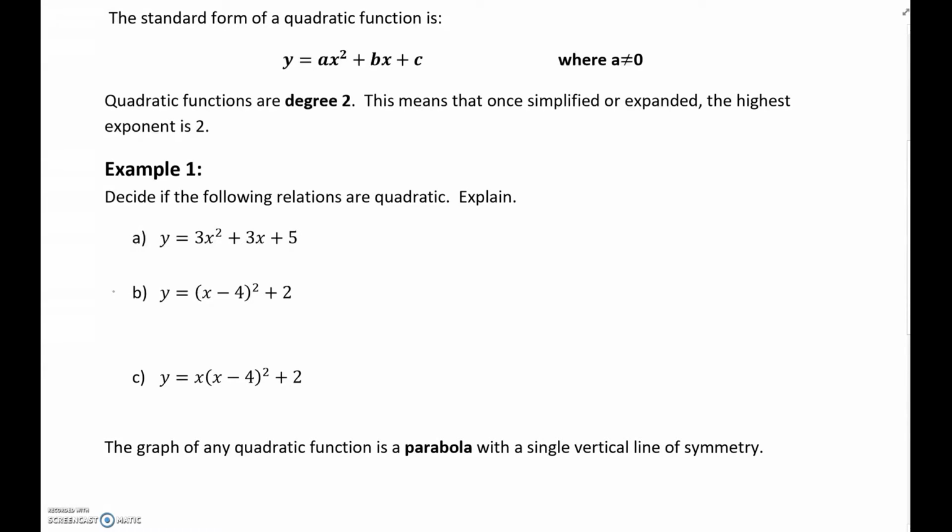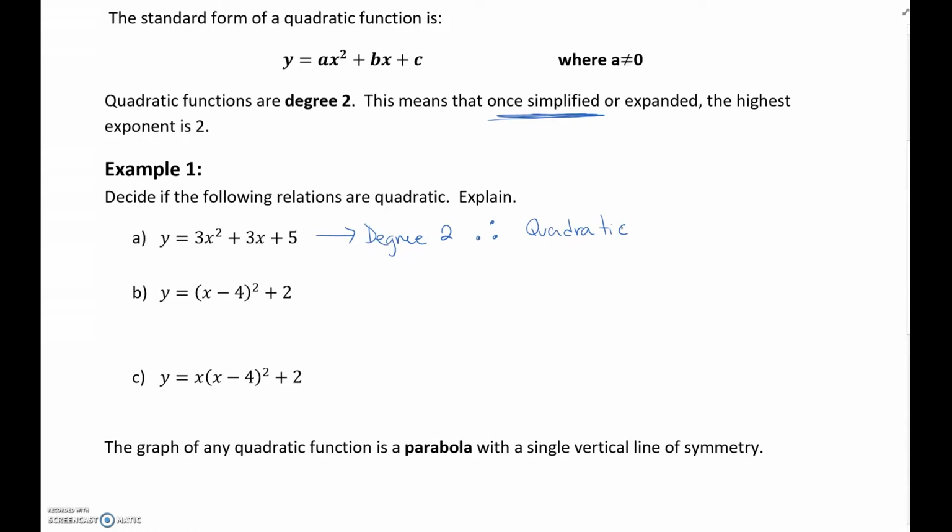Now, looking at them, you think, okay, this is a degree 2, this is a degree 2, this is a degree 2, no problem. But once simplified, so if you look at a function, you need to simplify it all the way before making that decision. Now, this first function, a, is already simplified all the way. So this is degree 2, and it is quadratic. And all we're looking at is the highest exponent.